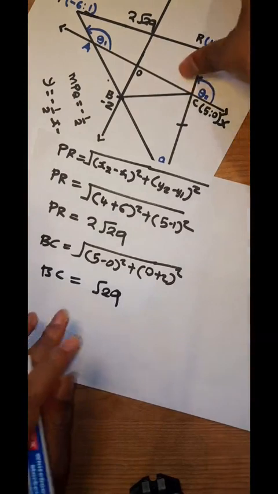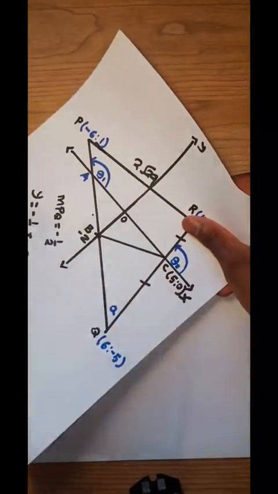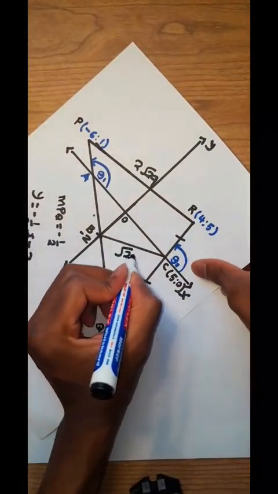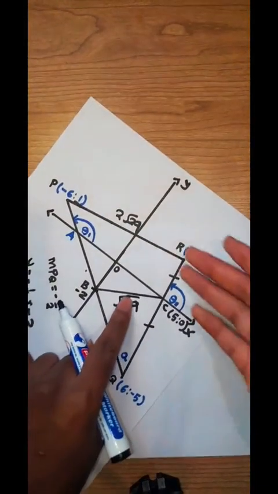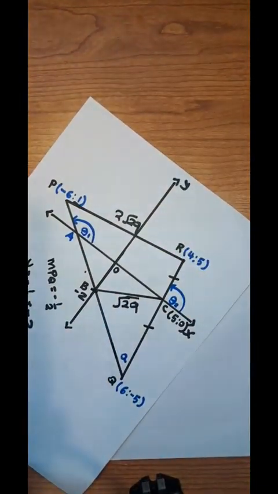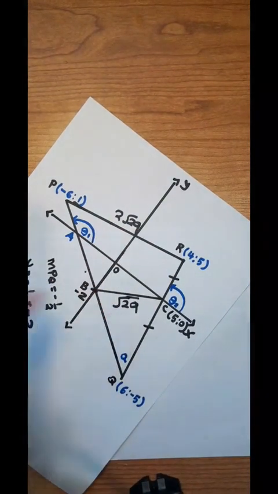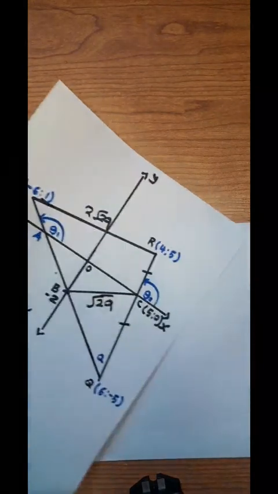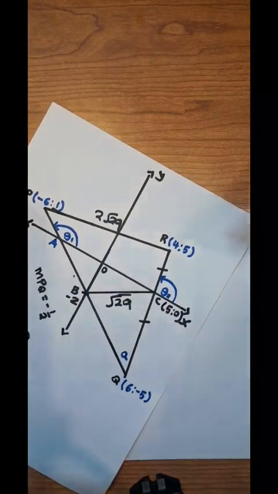But this actually speaks for itself. If this one is root 29, you can clearly see that this one is 2 root 29. So therefore, PR is 2 times BC. We don't need to show. This is 2 root 29. This is root 29. We don't need to stress our heads with that. Now, let's go to this question.